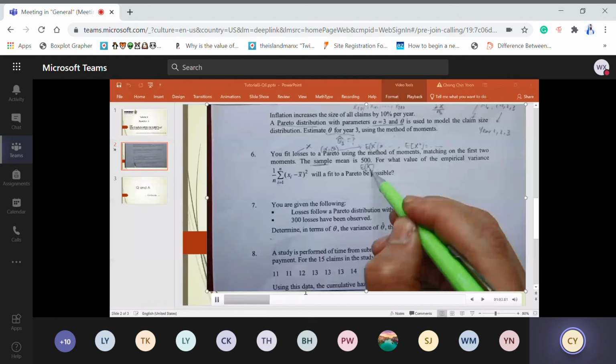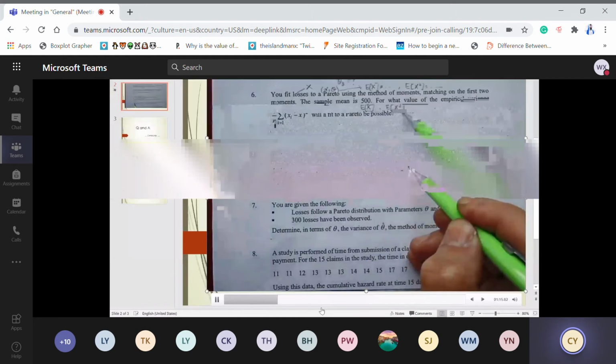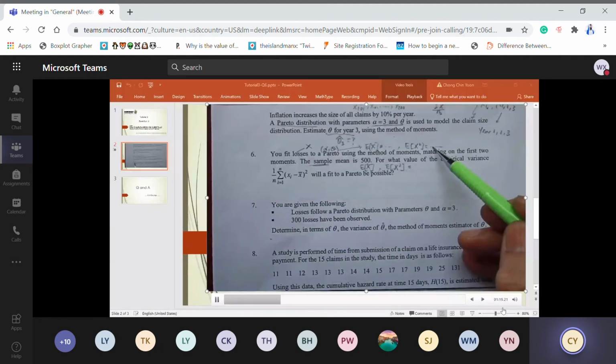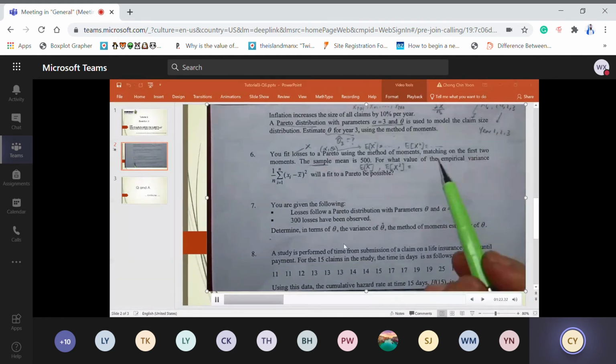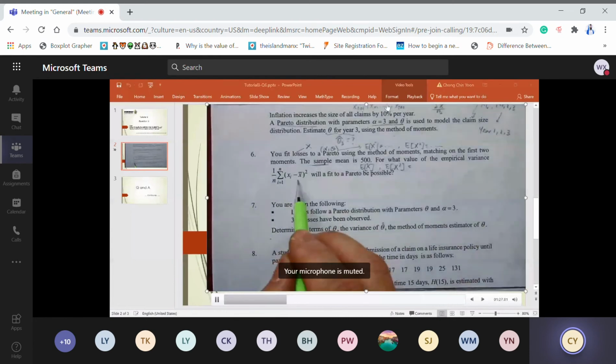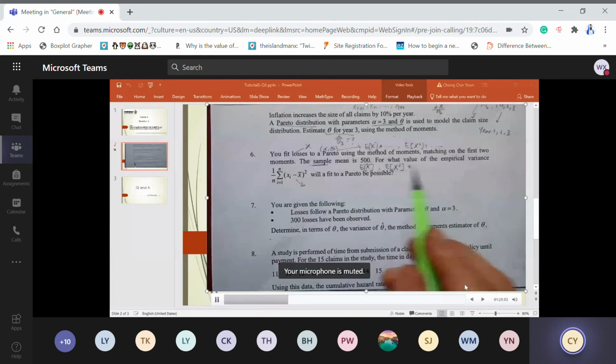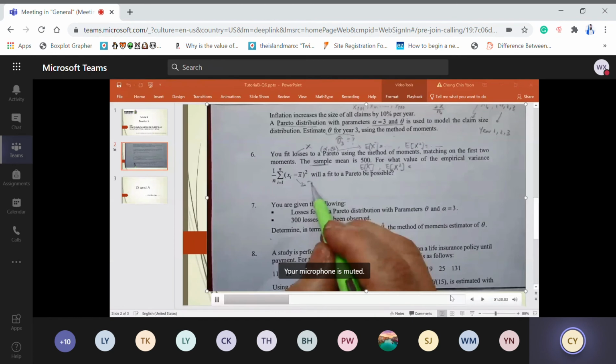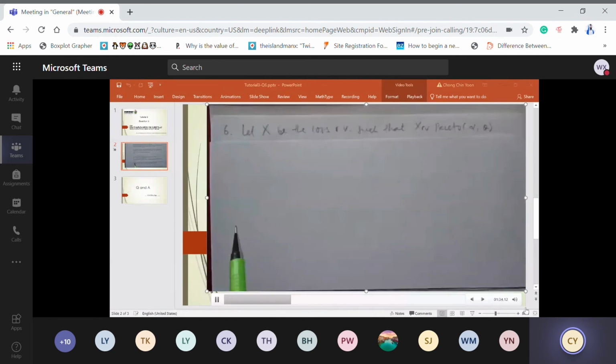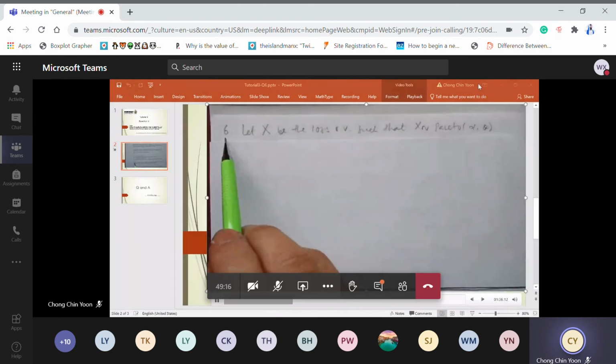And we could find the second raw moment as well. And this will be matched with this. So by the information, we have to find what is the possible value of this empirical variance.